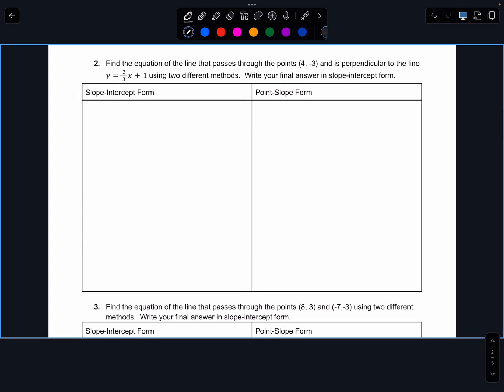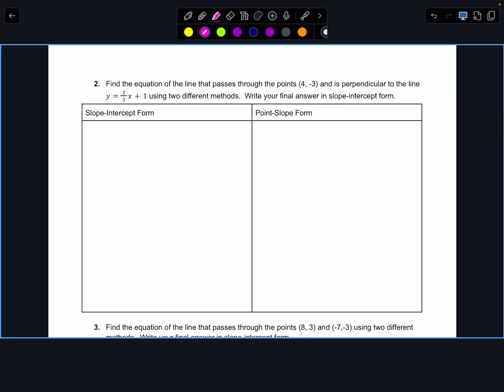All right, let's try this one. Number 2. Pretty much the same kind of stuff. We're going through a different point, 4 comma negative 3. But this time the word says it's perpendicular.